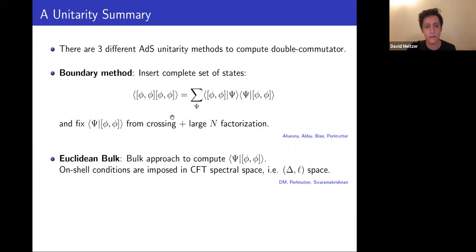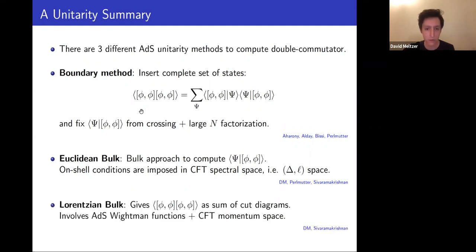The second method is the Euclidean bulk approach. So this is a bulk method to compute the same 3-point functions. And here we can talk about on-shell conditions, but they're imposed in CFT spectral space. So we're putting some conditions in the space of dimensions and spins. And the final method, which I think will be the most familiar, is the Lorentzian bulk one. And here we express our double commutator as a sum over cut diagrams. And this involves a combination of AdS Wightman functions and CFT momentum space.